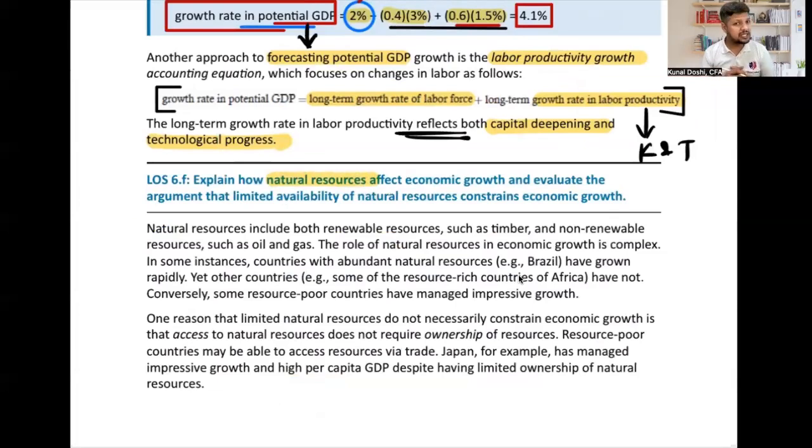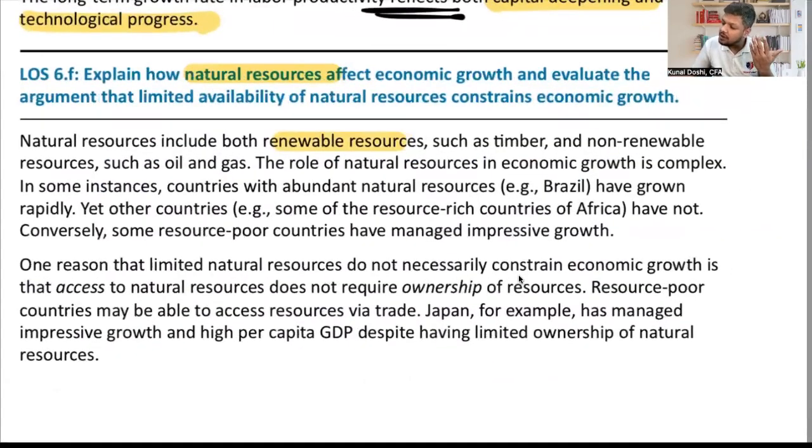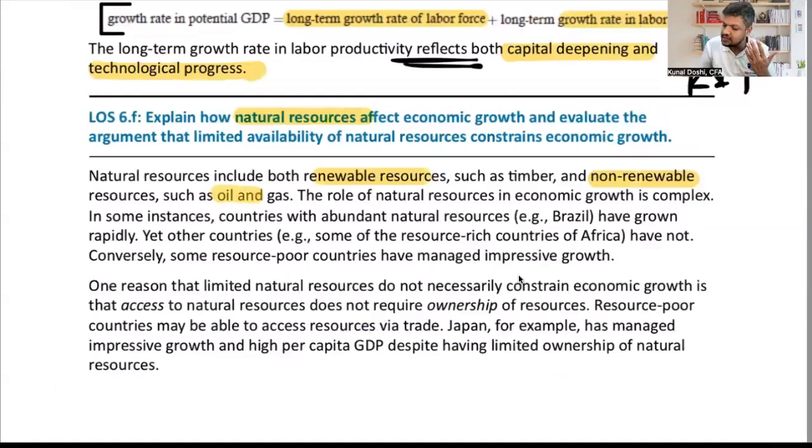When I talk about natural resources, we talk about renewable as well as non-renewable, majorly oil and gas. That's the primary focus. Now, of course, the country which has more natural resources, that does help in economic growth. But it's not straightforward. The concentration of natural resources and the access to natural resources are two different things.